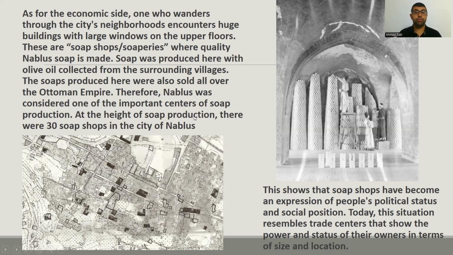At the height of soap production, there were 30 soap factories in the city of Nablus. This shows that soap factories had become an expression of people's political status and social position. Today, this situation resembles trade centers that show the power and status of their owners in terms of size and location.